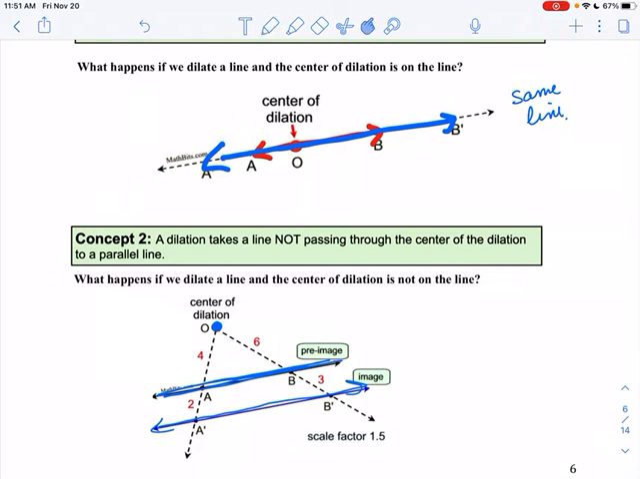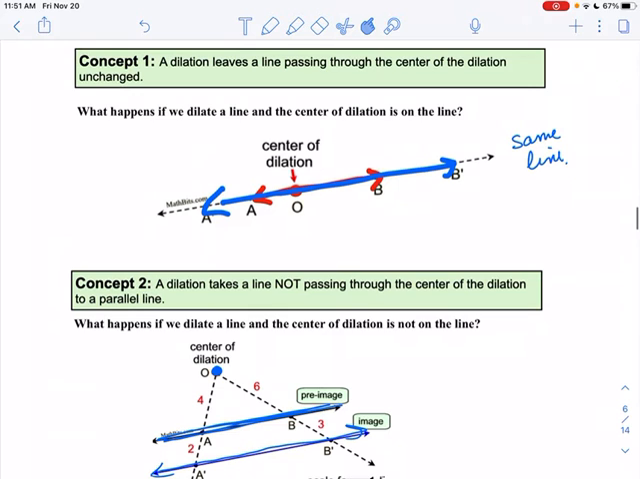So those are the two concepts that we need to know for this unit. If I dilate a line from a point on the line, I get the exact same line. If I dilate a line from a point not on the line, I'm going to get a parallel line.